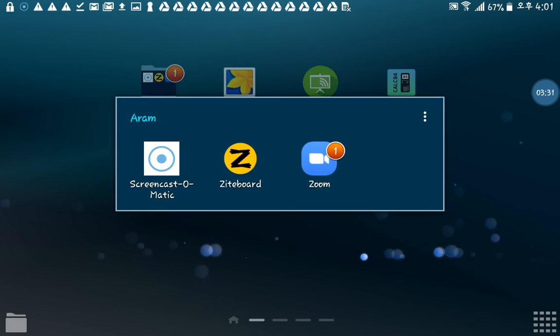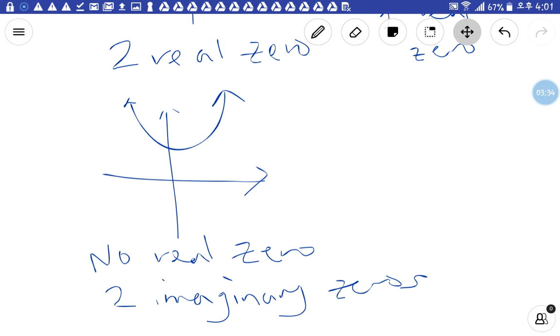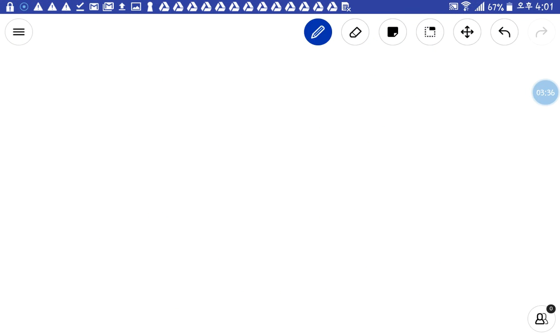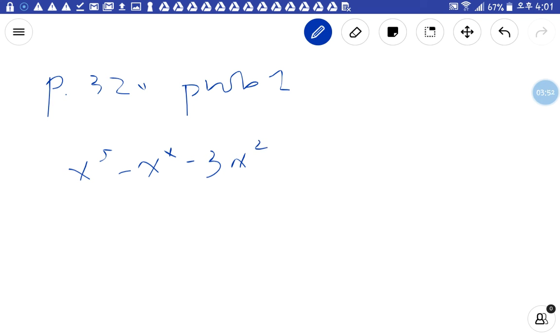So let's go back. Problem 1, page 320, problem 1. What are all the roots of x to the 5th power minus x to the 4th power minus 3x cubed plus 3x squared minus 4x plus 4 equals 0?